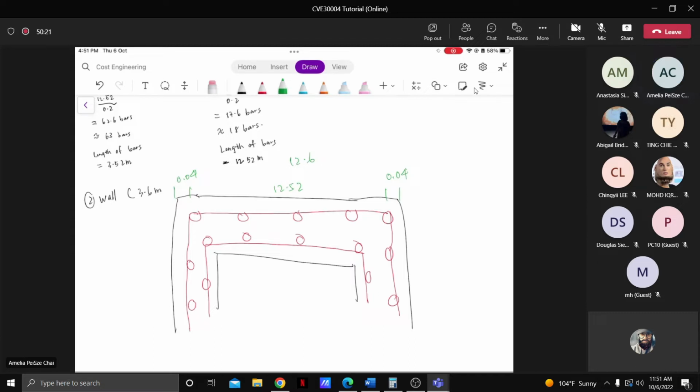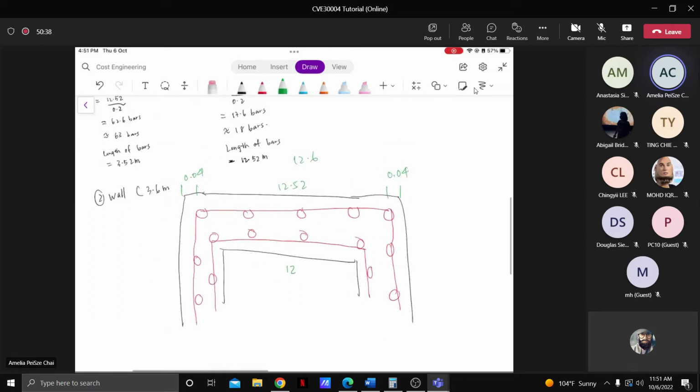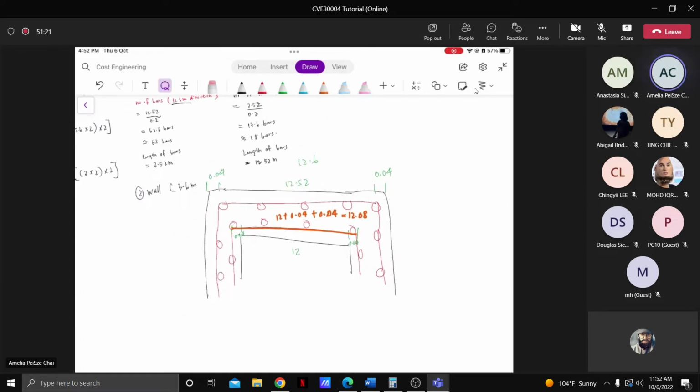Like previous one, right? So inside here we have 12. Okay. Oh, correct, 12. So we have a cover here, 0.04. So here also a cover of 0.04, right? So your length from here to here is 12 plus 0.04 plus 0.04, 12.08. Correct? Understand? Okay, so this one clear already.